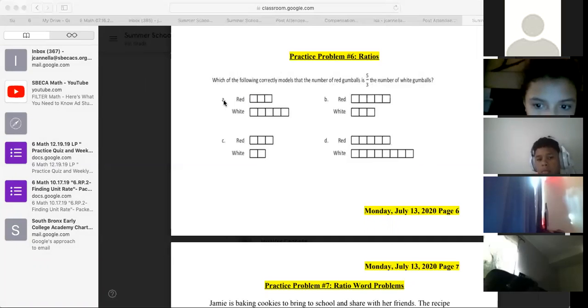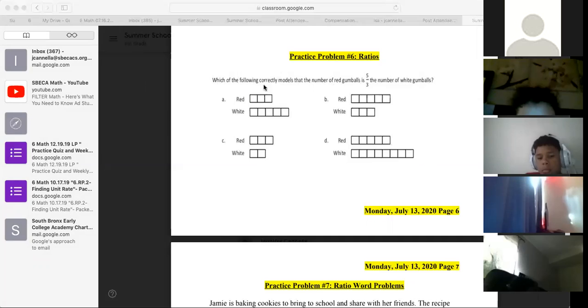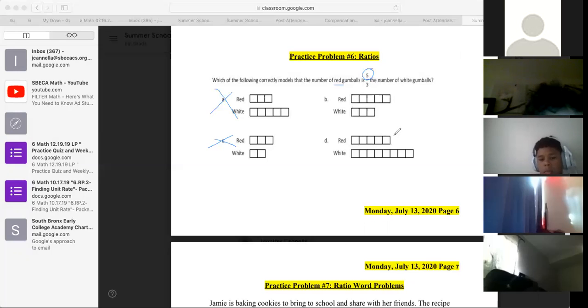All right, so Leilani, we want to know which one of these tape diagrams, which is the visual, has the first number showing me 5 red. Does A have 5 red in it? No. Okay, let's cross that off. Does C have 5 red? No. Does D have 5 red? 1, 2, 3, 4, 5. Yes. And same with this one. Now, which one has 3 white? B or D? B. There you go.